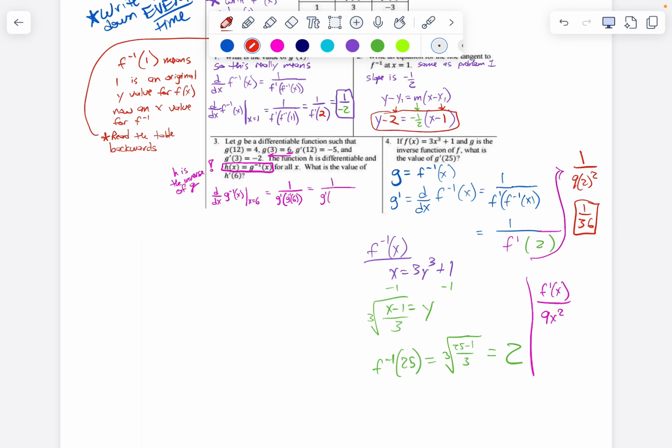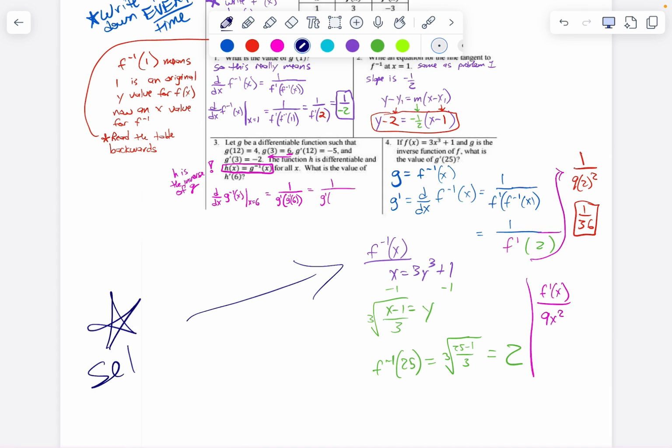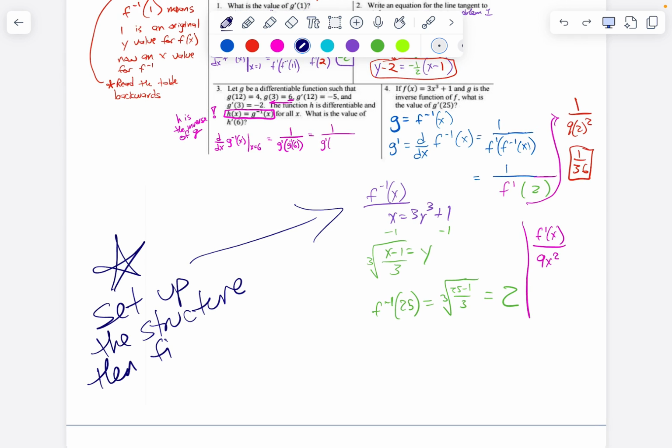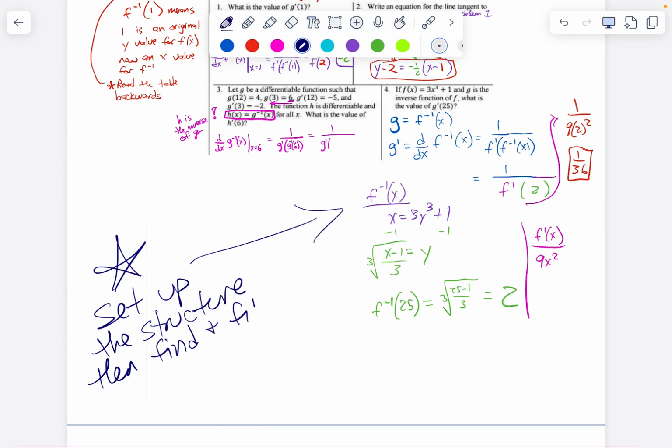Any questions on that? Okay, let's make that little note, just in case you go back to this, which I think you should. Set up the structure. Then find and fill in. I'm going to say it that way. Use structure. Structures help. Structures are what we learn.